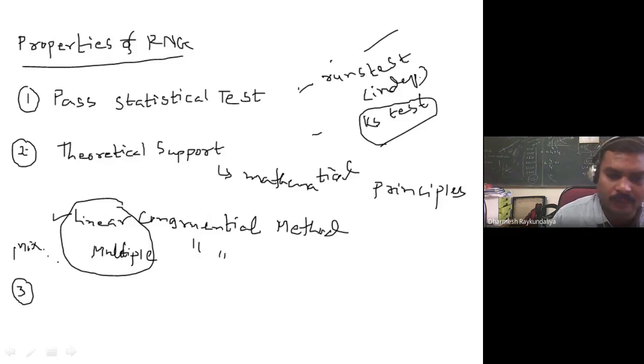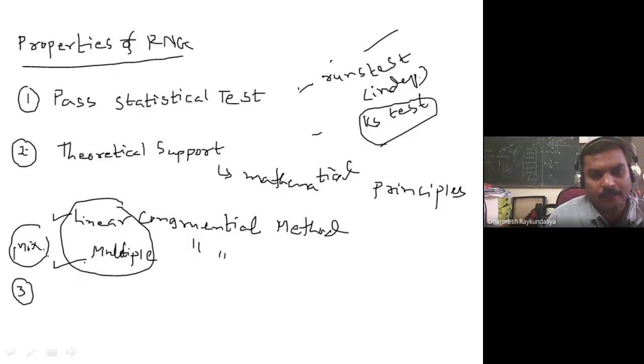So these are said to be generators. Linear congruential method is a generator. Multiplicative congruential method is also a generator. If you use the mixed congruential method, it is also a generator. There are also multiple recursive generators. So there are various techniques that we will see one by one.